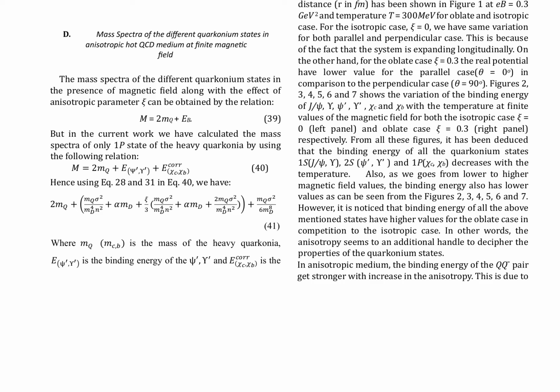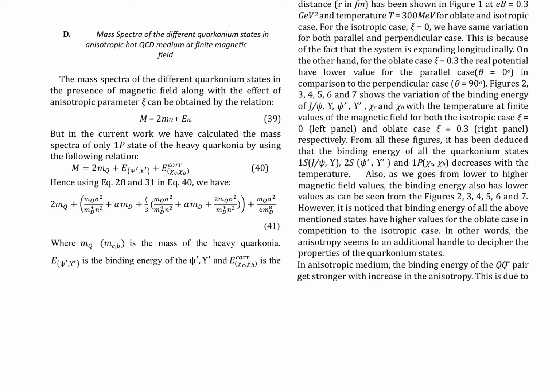The results show that the binding energy of all quarkonium states decreases with temperature and magnetic field for both isotropic and oblate cases. However, the binding energy has higher values for the oblate case, Xi = 0.3, compared to the isotropic case, Xi = 0.